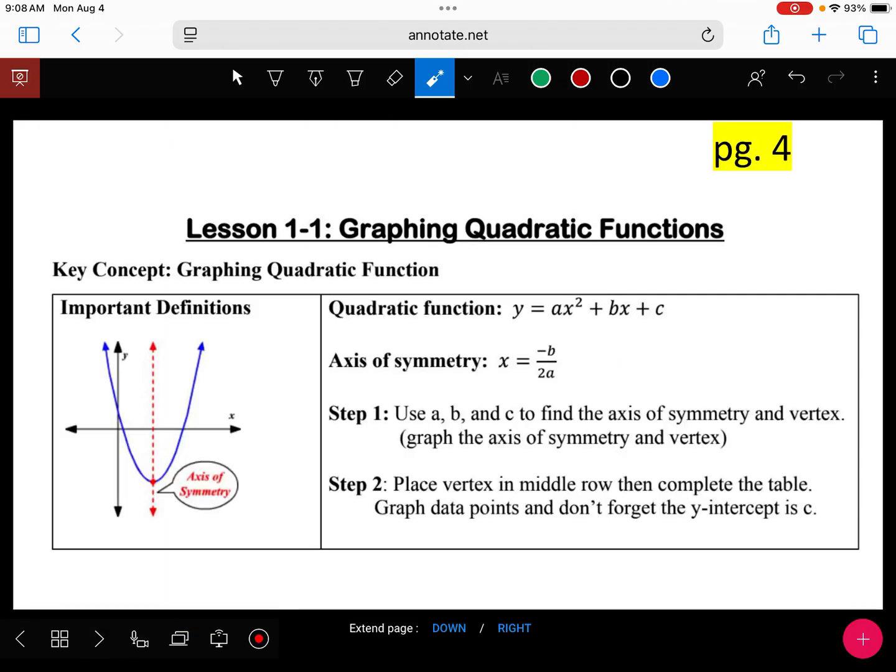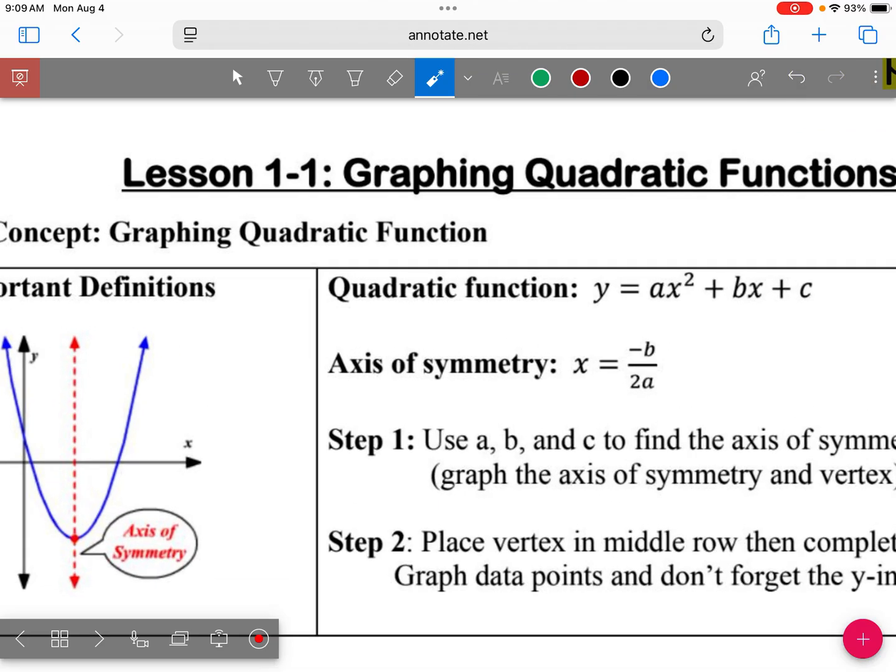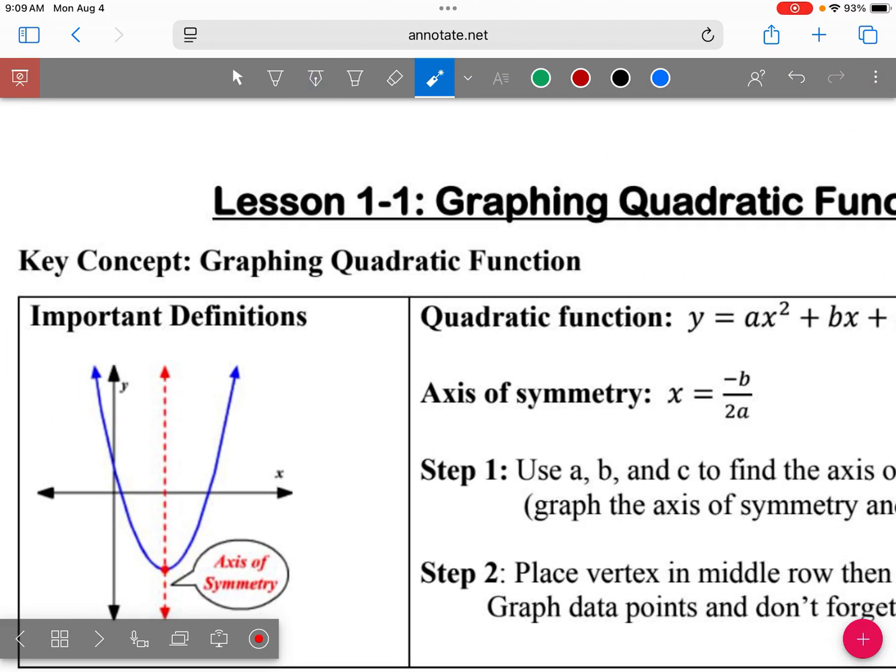So let's talk about a parabola. So this is what your graph looks like when you have an exponent of 2. And there's a couple of things that I want to point out that's important about this graph. The first thing is, do you see this line that goes down the middle? That's actually like the mirror. If you could fold it, this would be the actual middle of the graph. And we call that the axis of symmetry. So that's the middle of our graph.